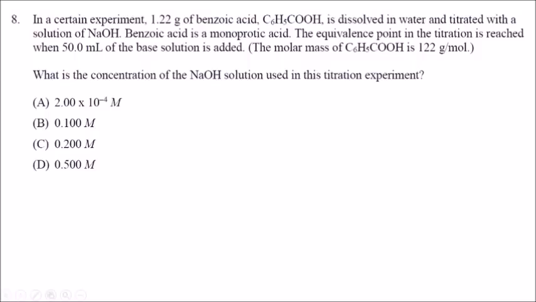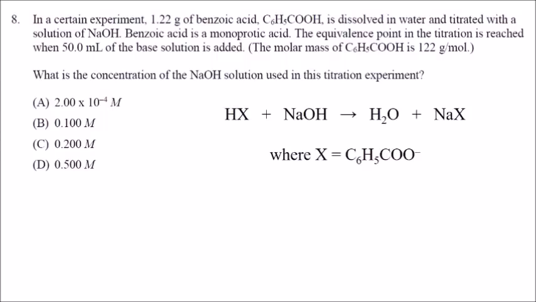In number 8, it involves an acid-base titration, and we can tell that benzoic acid is a monoprotic acid, so it has only 1 proton or 1 H+ ion that it's going to use in this reaction. The overall balanced chemical equation for a monoprotic acid would be a 1-to-1 ratio between the acid and, in this case, the strong base, sodium hydroxide. It produces water and then sodium benzoate.